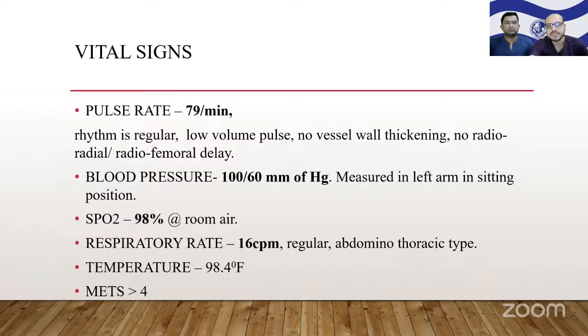Saturation was 98% at room air. Respiratory rate was 16 cycles per minute. It was regular abdominothoracic type of breathing. Temperature was 98.4 degree Fahrenheit and METS was more than 4.